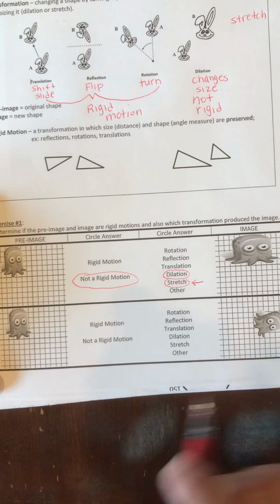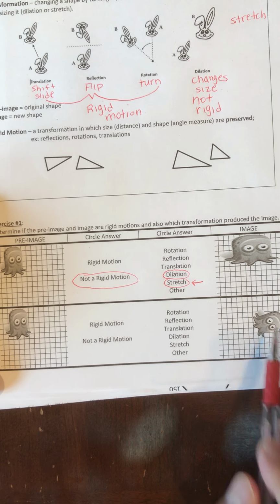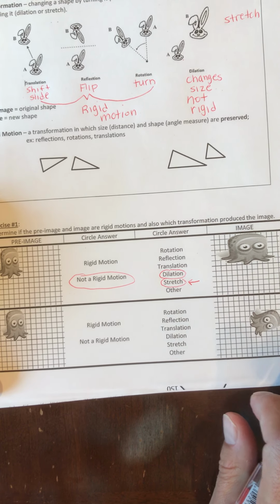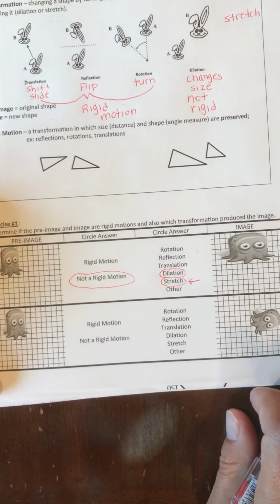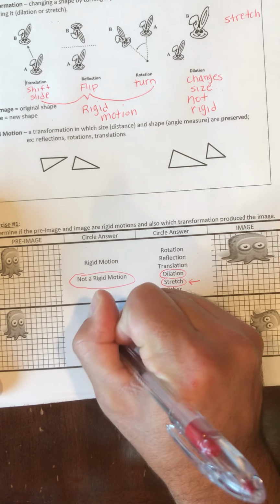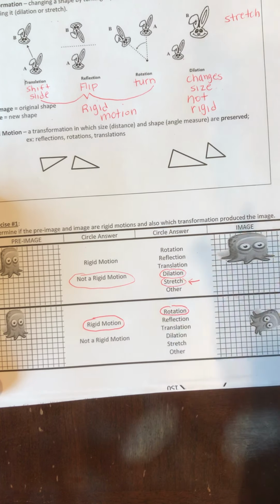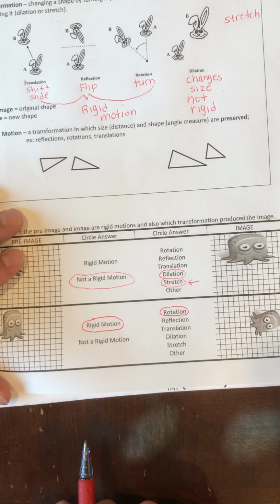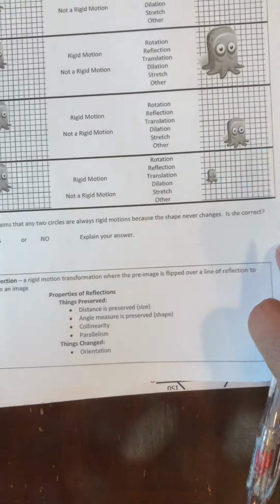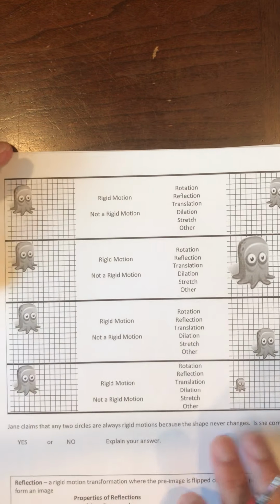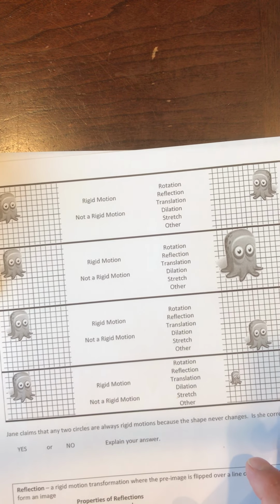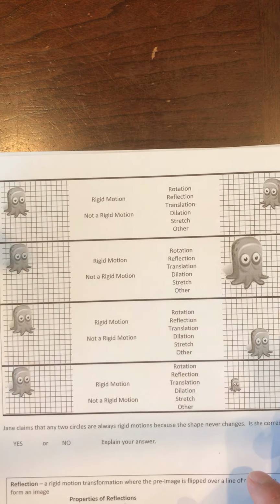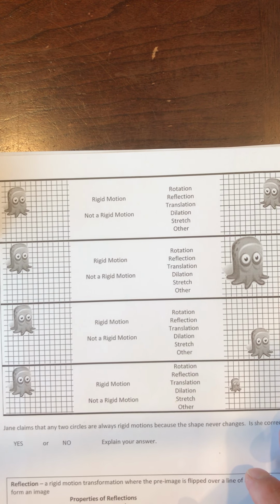Look at it. Here's your original figure. Here's your new one. Think about what happened here. This basically turned. So this is a rotation. It turns sideways, and since the two figures are the same size, same shape, that's a rigid motion. Why don't you pause the video and take a look at the rest of these, try to answer these next few questions.